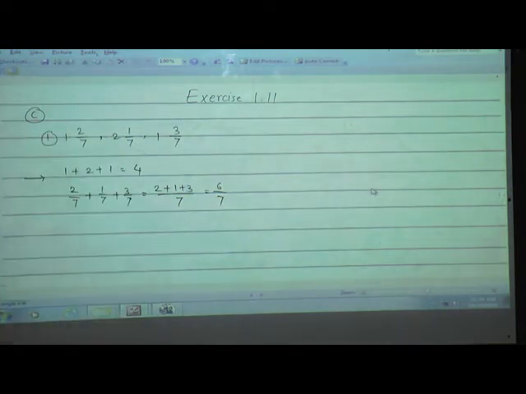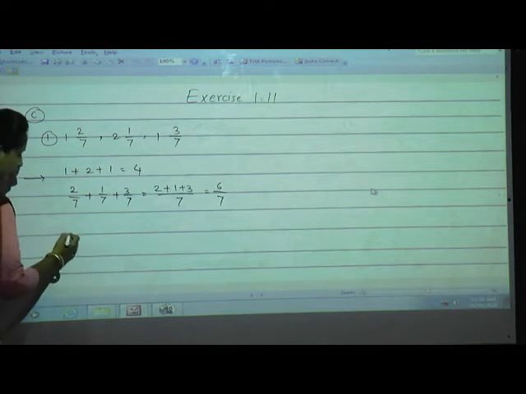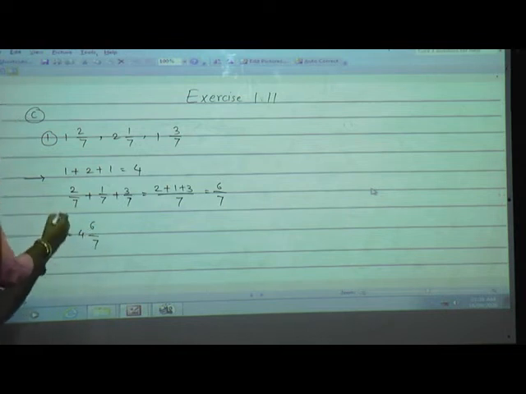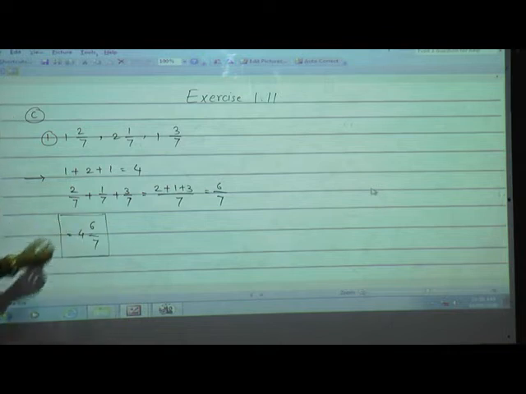So what is the final answer? 4 as the whole natural number and 6 upon 7. This is the answer. Understood? Clear? Yes. Now I will solve third one for you.